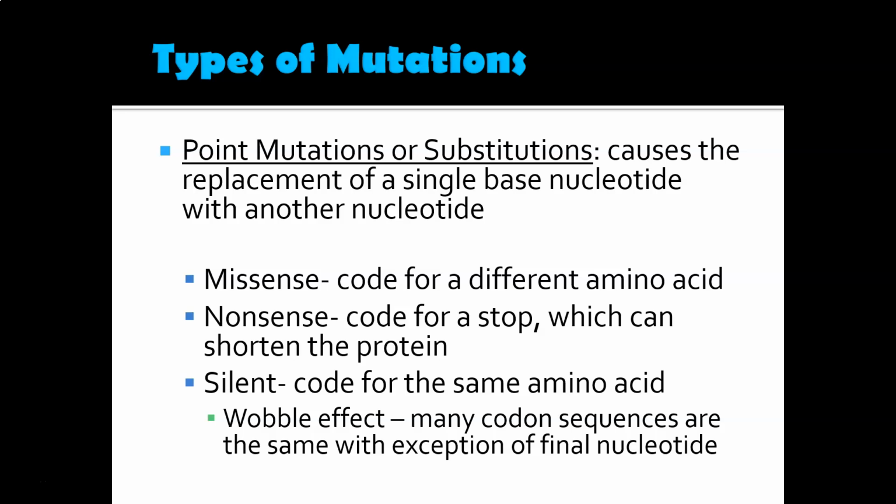And then occasionally you end up with these nonsense mutations. So there are 3 stop codons that exist in our genetic code. And if in the process I take a codon that should be coding for an amino acid and instead turn it into a stop codon, this is a nonsense mutation because now I've stopped my protein short.